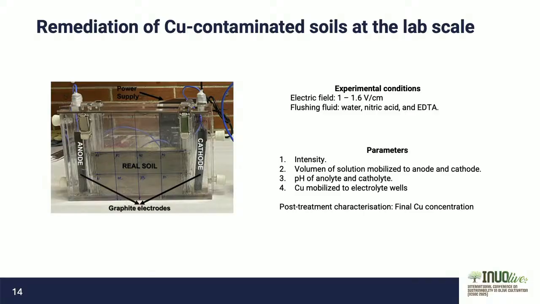We started with the most common solvent, water. We added water in those chambers over here to see if we can remove the contaminant, copper. However, nothing happened. At the beginning, we were a little bit worried that the technology was not going to work. And then we found that copper is strongly absorbed in the soil matrix, so when you flush water, nothing is going to happen because the absorption is so strong that water doesn't do anything. And we also checked some parameters such as intensity, the mobilized volume, the pH, and the mobilized copper.